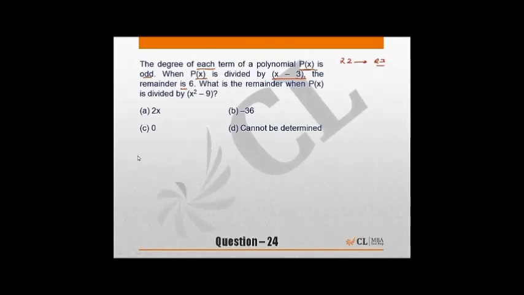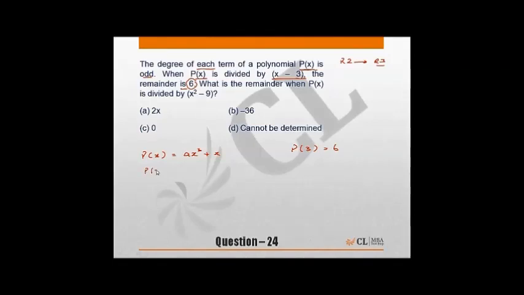Now the question says each term of polynomial P(x) is odd. So let me assume a polynomial P(x) whose each term is odd. Let me say a x cube plus x. Each term of this polynomial has a power which is odd, so the degree is odd. When P(x) is divided by x minus 3, the remainder is 6. If you remember your remainder theorem, this means that P(3) should be equal to 6.